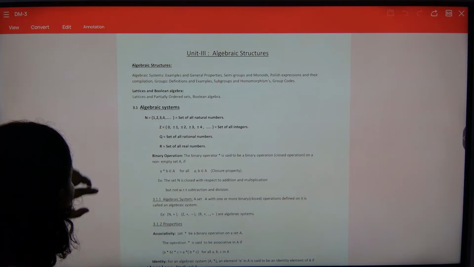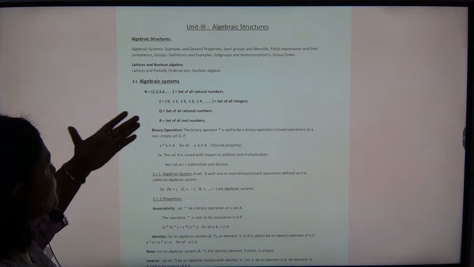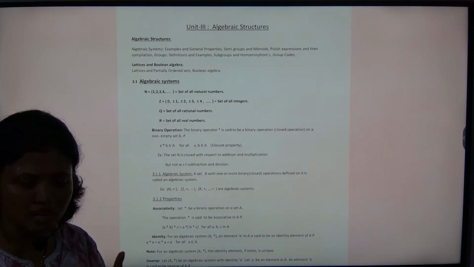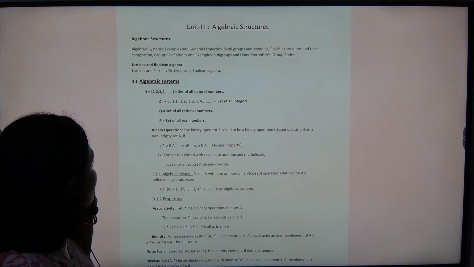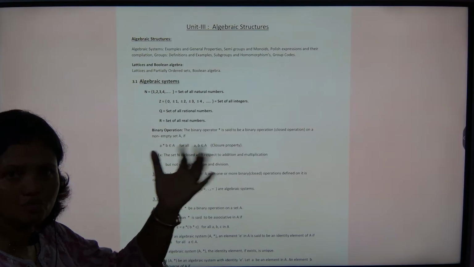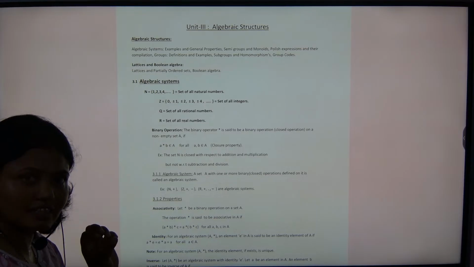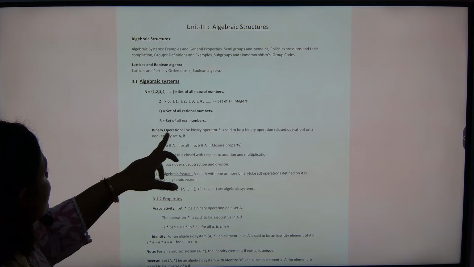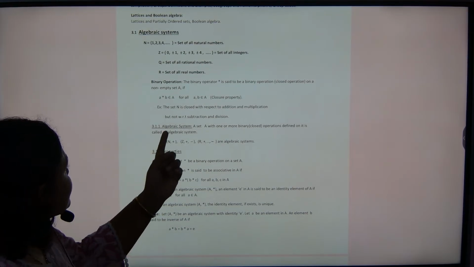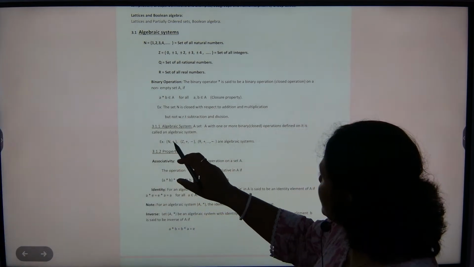Okay, so in algebraic system we have this natural number, z, q, r. You should know all this. Okay, and binary operation we have already done, the star a star b. Okay, if we take two elements from a set, then if we operate that two elements, the answer must belong to the set. Okay, binary operation closed. Binary operation is closed.